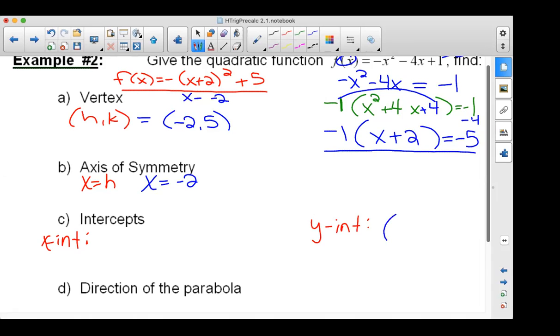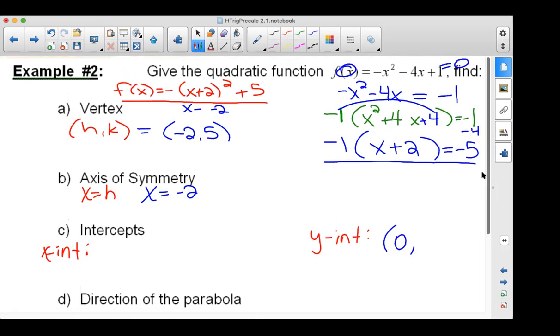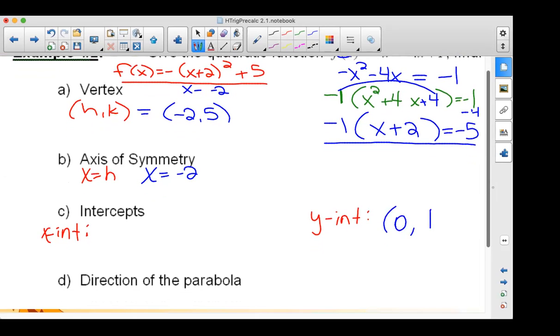Without doing much work, we can get the y-intercept. That c value in the original problem is just a 1. Or you could say, I like doing a little bit of work. You could plug a 0 in here. 0 plus 2 squared is 4. There's a negative sign in front, so -4 plus 5 is still 1.